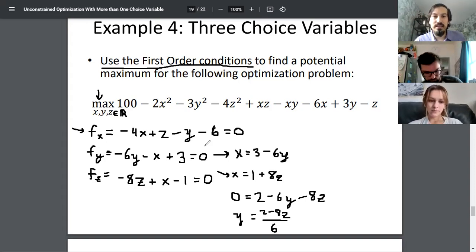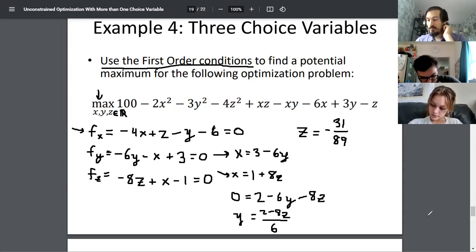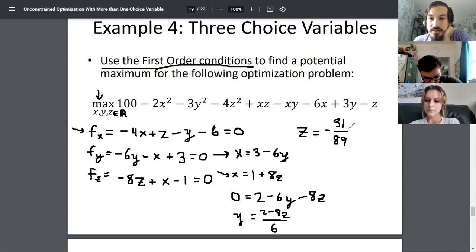Did anybody get something like that? That's what I got. Oh, you got the same thing. Good job, Kai. That's confirmation. I kind of did it in a different way, but I got the same thing. Hey, that's even better. If we did it a different way to get the same answer, z equals negative 31 over 89. I don't think you can simplify that.